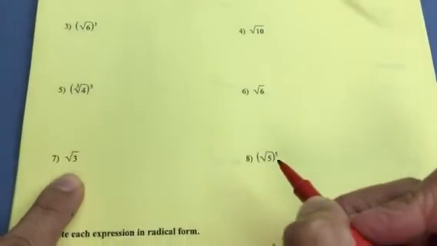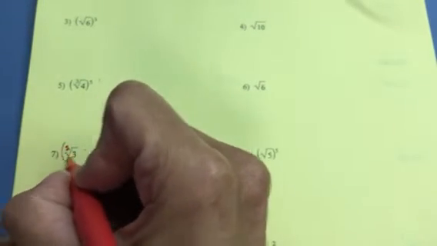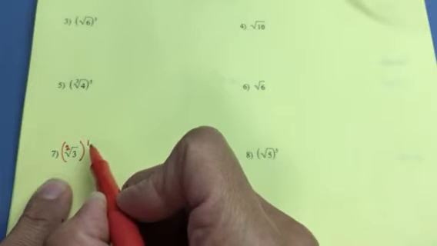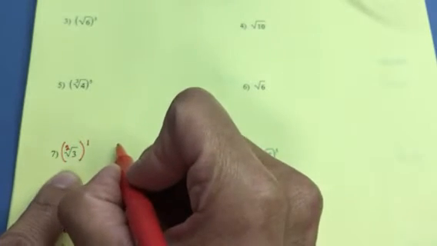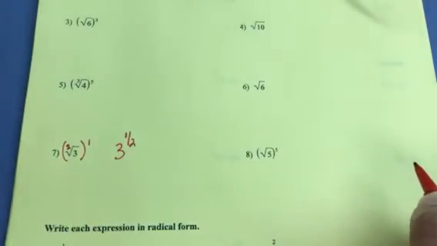Just to point out on number 7 that there is an understood little 2 here, and then I could wrap that into a 1. So when you don't see a radical number, that's called the index, then it's a 2, and if you don't see an exponent, then it's a 1. So I could rewrite this as 3 to the 1/2 power. So you're going to do that on 1 through 8.